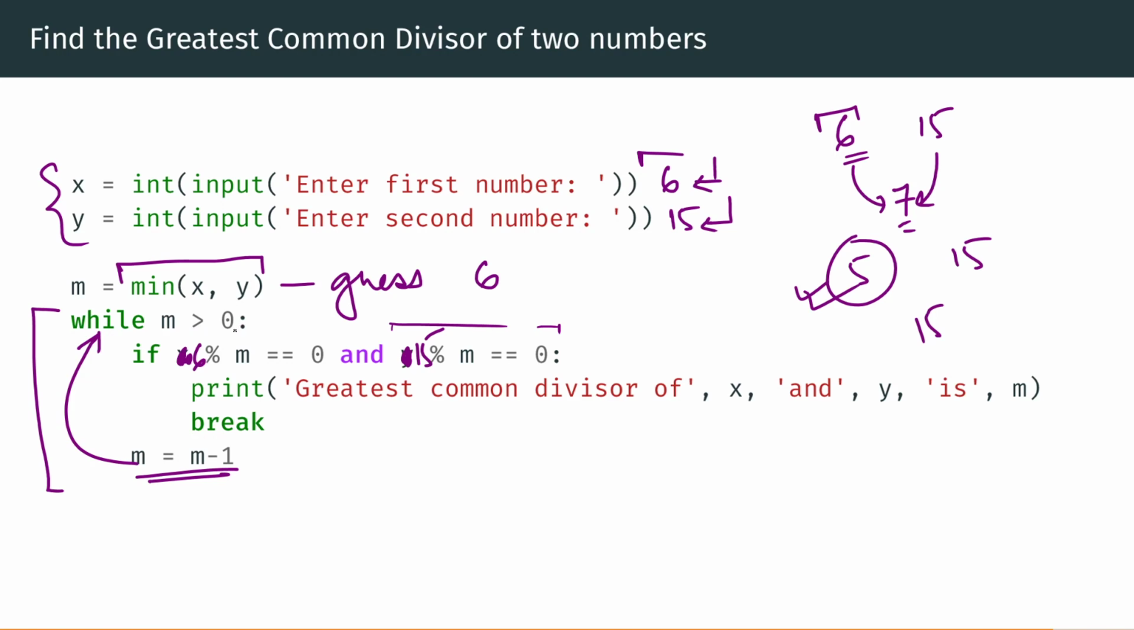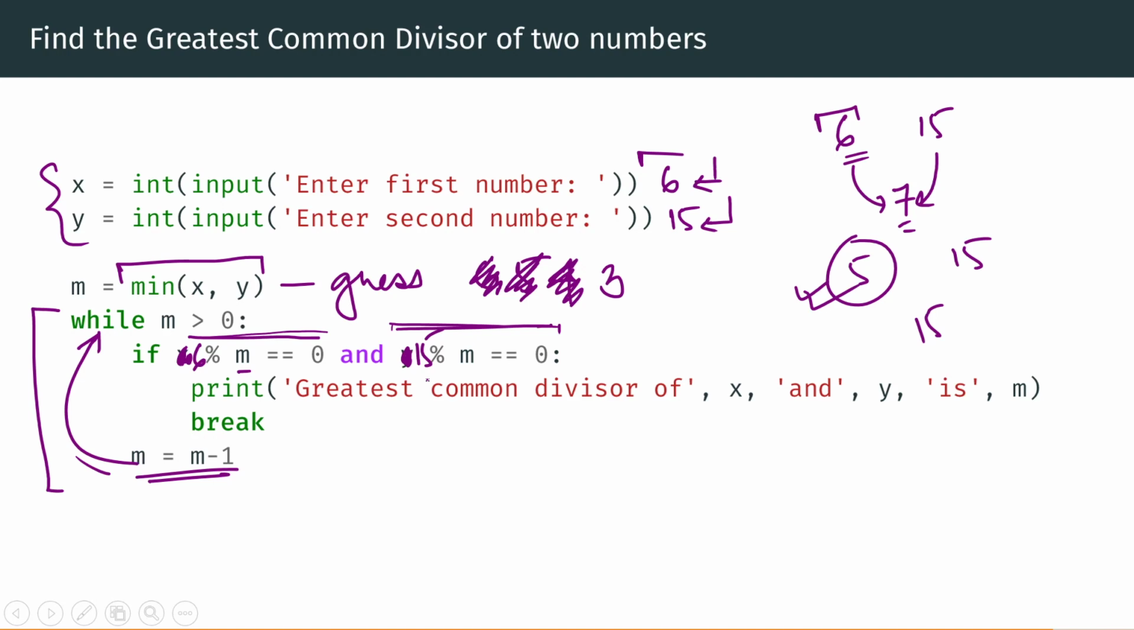Now, yes, m is greater than 0, m is 5 now, so the guess is now 5. We check, is 6 divisible by 5? No, it isn't. This one evaluates to false. Decrement the guess, go back. So the guess is now 4. Check again. Is 6 divisible by 4? No, it isn't. Decrement, go back. The guess is now 3. Check again. Is 6 divisible by 3? Yes, it is. This one is true. Is 15 divisible by 3? Yes, it is. This one is true as well.